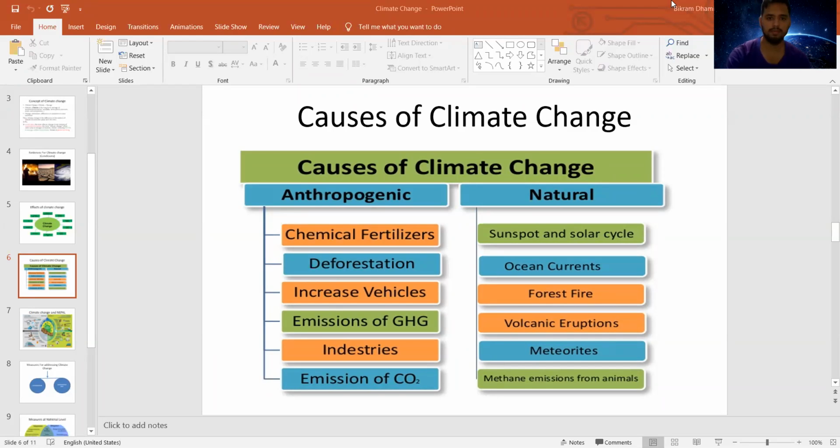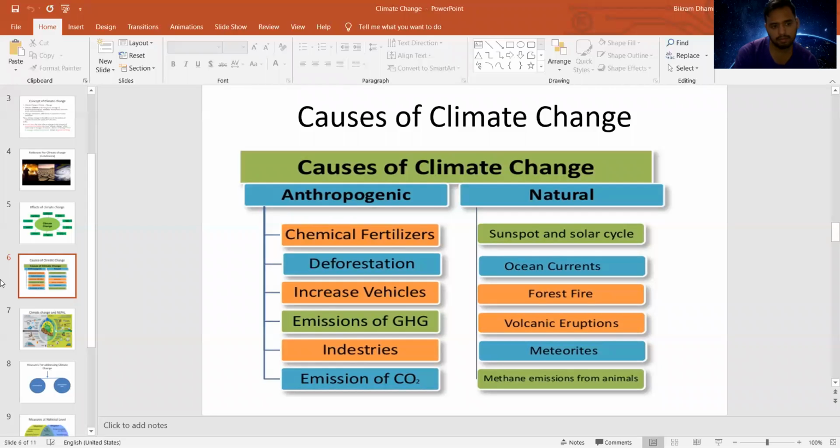But when the meteoroid hits the earth, it is prone to produce acids and other harmful materials. And scientists have noted that when the meteoroid hits the earth, it could block the radiation of the sun for several days, and it can cause a decrease in the temperature of the earth. And finally, methane emission from animals.